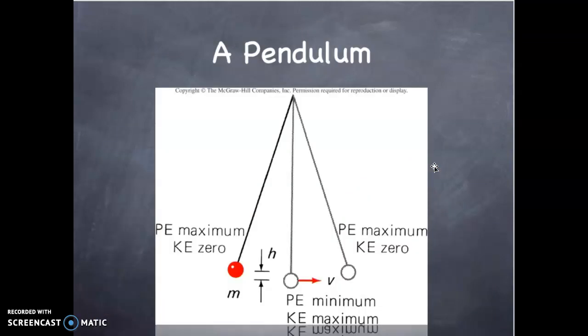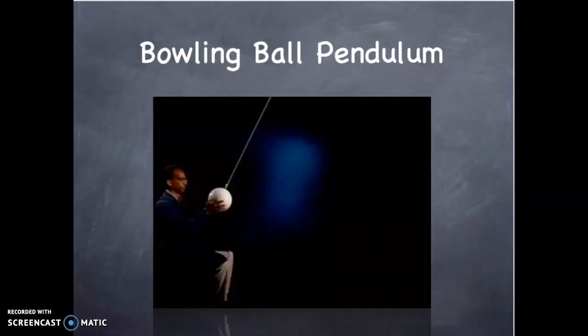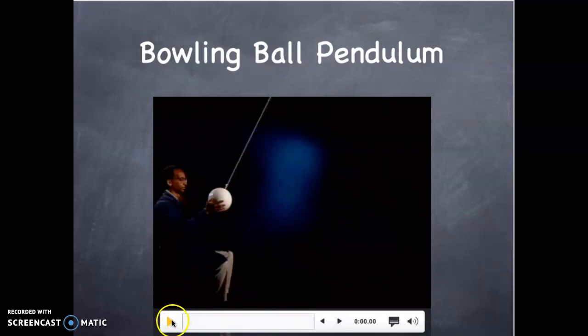An illustration with a pendulum. If you have a pendulum at its equilibrium point, and you raise it to some height h, then the maximum potential energy is at this point. The maximum kinetic energy is at the low point. And we illustrate here with a ball. The person is going to bring the ball over to his face.